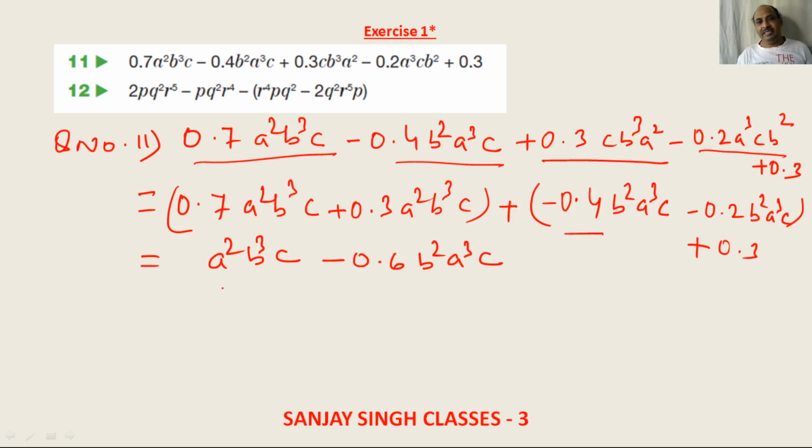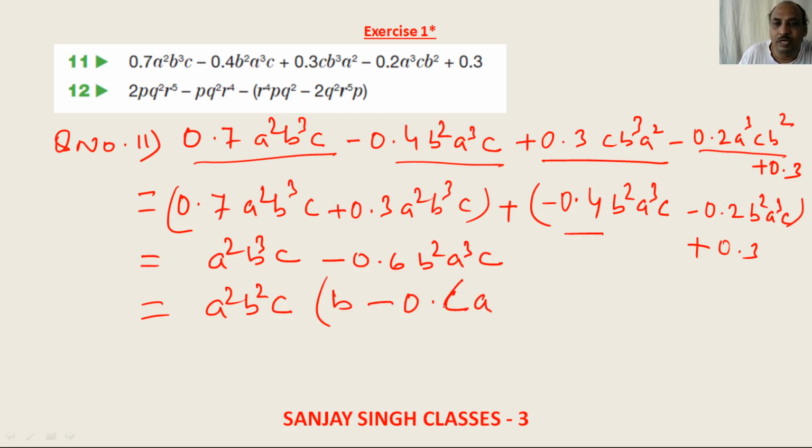Now can we take anything common? We can take common a square b square c, because here also a square is there, here also a square is possible, here b square is possible, here also b square is possible, and c is there. So here it is b cube, so it will be b minus 0.6 a. Here it is a cube. Like this we can write.